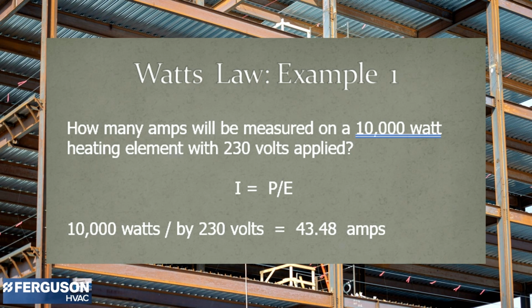In this example of Watt's law, we want to know how many amps are going to be measured on a 10,000 watt heating element when 230 volts are applied. In this case, we are trying to find I, so we are taking our watts divided by our voltage, and it gives us an answer of 43.48 amps.